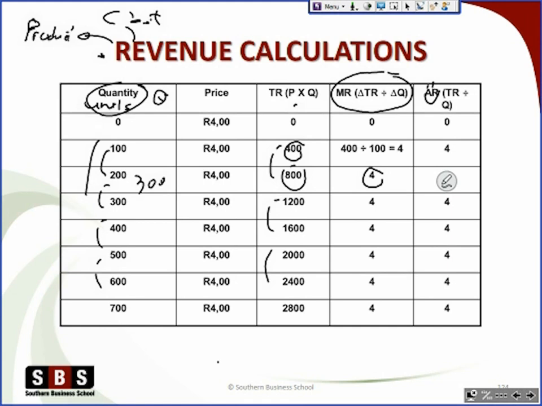And the same principle is for cost and product. We'll quickly go through the tables there, but the principle stays exactly the same. I don't have to wipe it out, I think. Sorry?